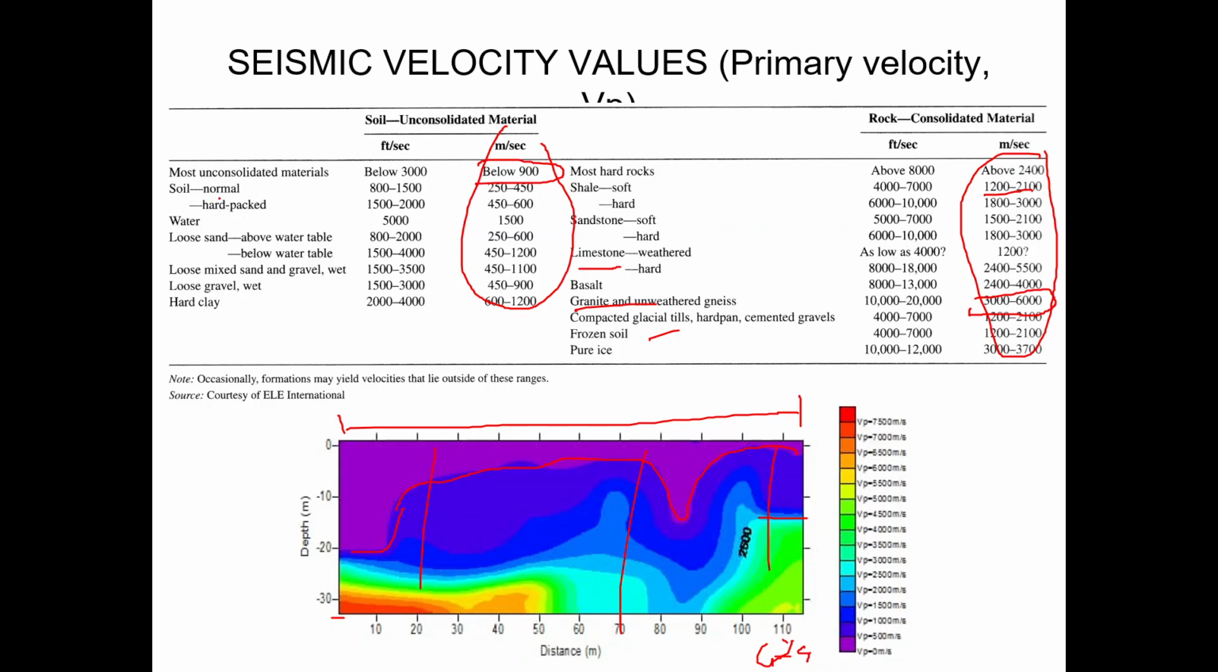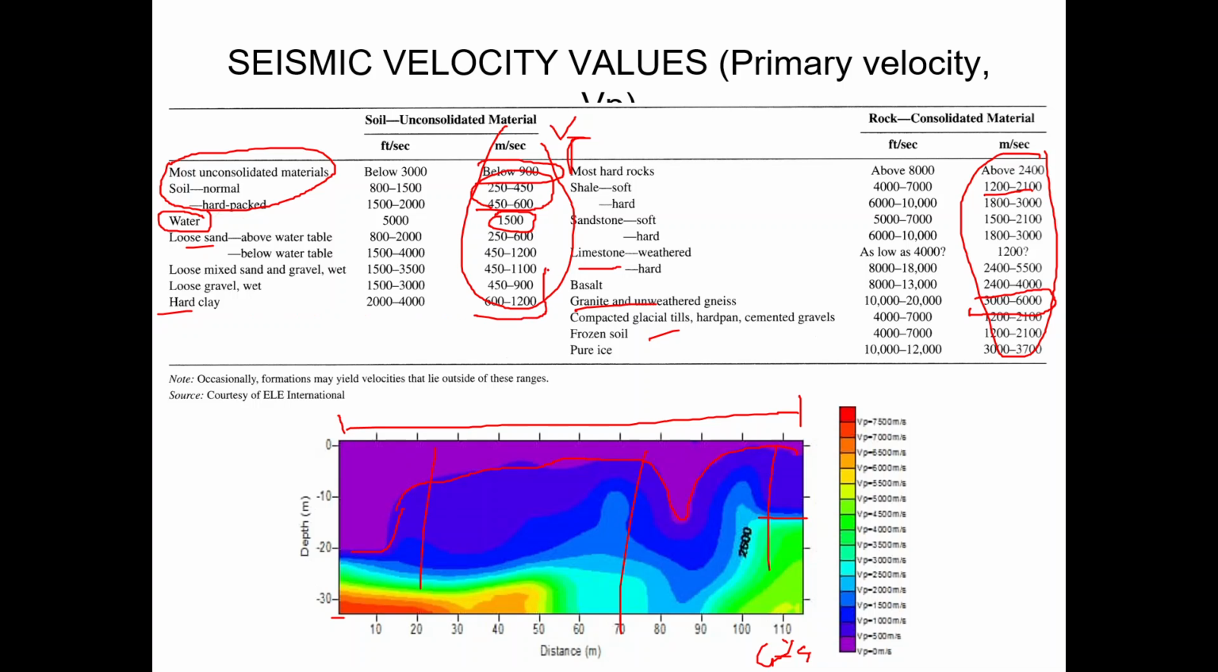Soil, normal hard pack, is about 2200 to 2600. Water is 1500. That is another thing that you have to think about. It looks like water is harder than soil, but it's not like that. And this is for the P wave. This is Vp, the compressive wave. And then for sand, thousands, and hard clay about that.